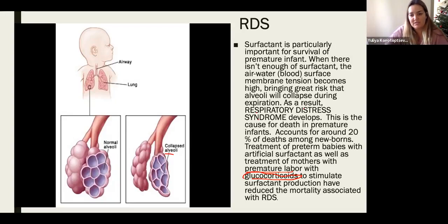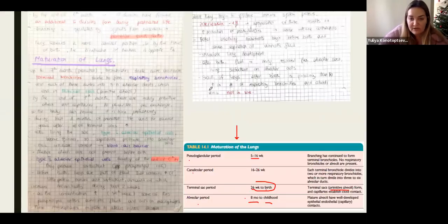But of course, nowadays medicine is wonderful. There are even artificial surfactants that can be injected right into the tracheal region of the newborn. So nowadays, RDS is not as fatal unless you're in a third world country where you don't have access to the artificial surfactant. Okay, so very good topic.